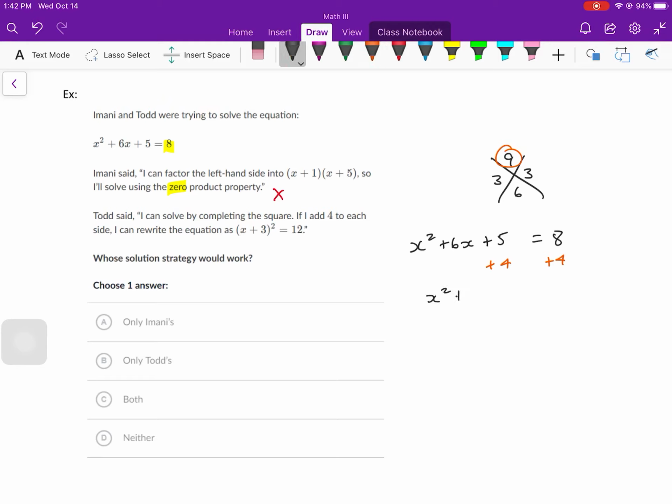So now this is x squared plus 6x plus 9. Great, we got our perfect square because now this is a 9 there. And we made sure to keep the equation true by adding that 4 to both sides. And now that perfect square, we can see this is the factoring, right? Both factors are 3. And so that actually makes sense. So we're going to go with the second one. Todd is good.